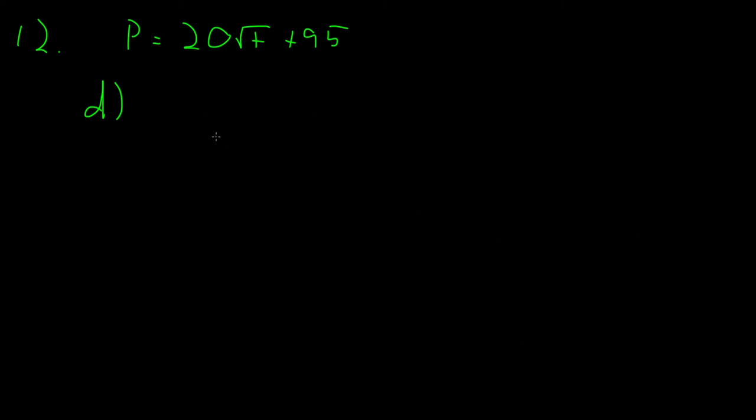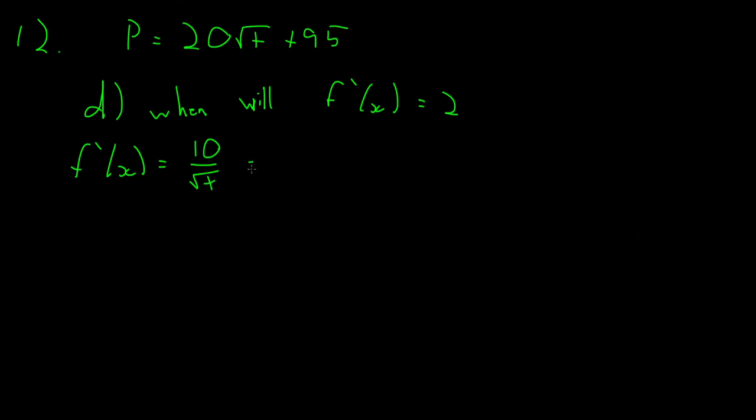After how many weeks will the instantaneous rate of change be 2? So really what they're asking is when will the instantaneous rate of change of the mice population be 2 mice per week? And so what that means is we make the derivative equal to 2. And as we know, the derivative equals 10 on root t. That's equal to 2.